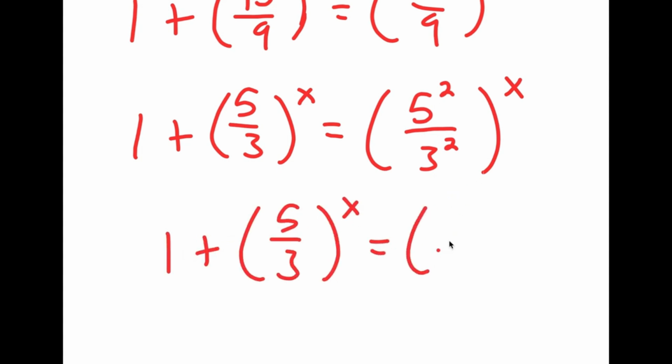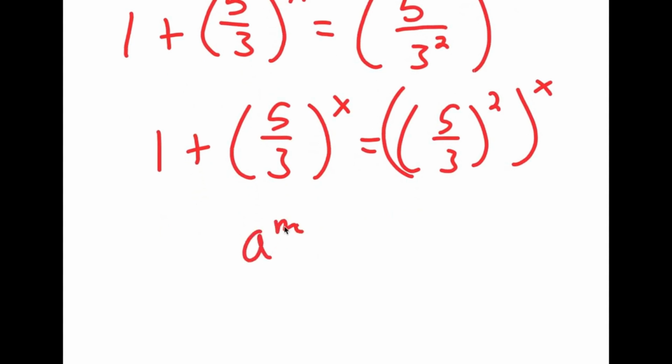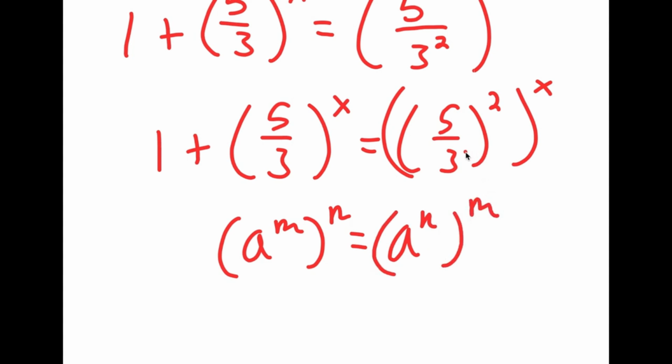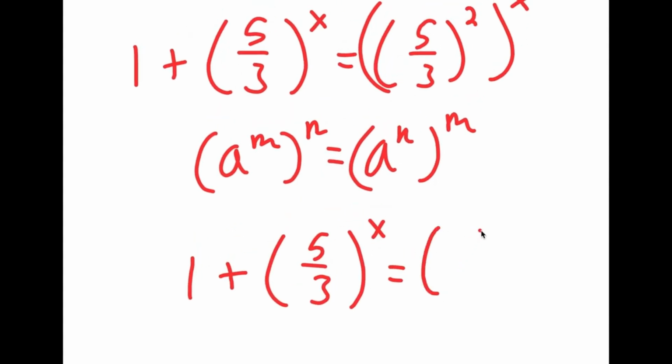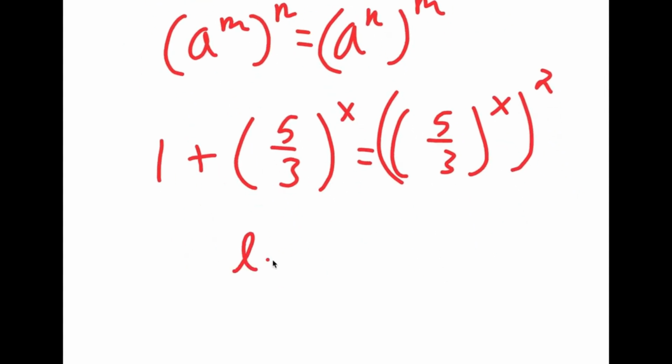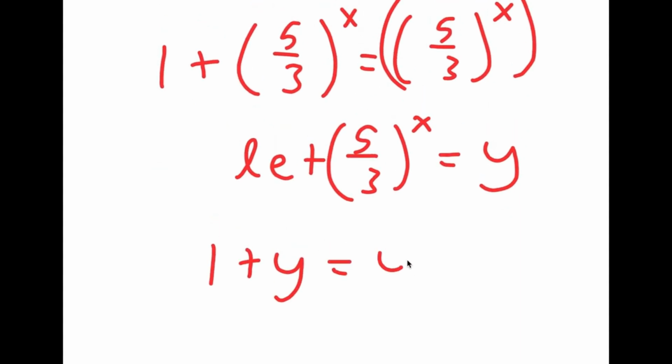So now 5 squared over 3 squared, that's going to equal 5 over 3 squared. Now I have this to the power of x. Now if I have something in the form a to the power of m to the power of n, same thing as a to the power of n to the power of m. So 5 over 3 squared to the power of x, that's the same thing as 5 over 3 to the power of x squared. Now I'm going to let 5 over 3 to the power of x equal to the variable y. So I get 1 plus y is equal to y squared.